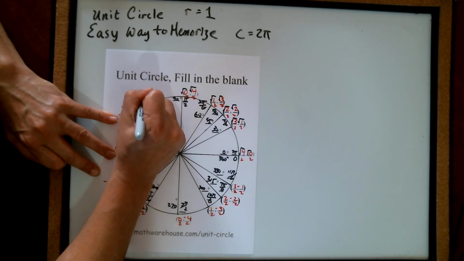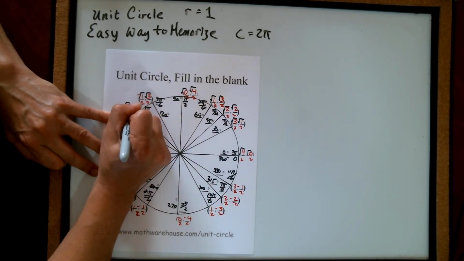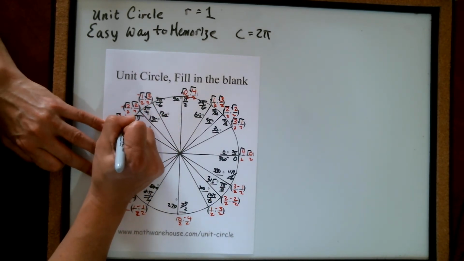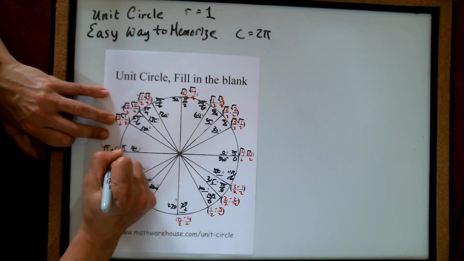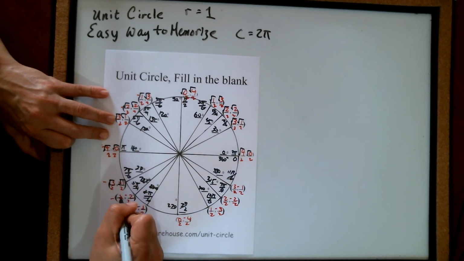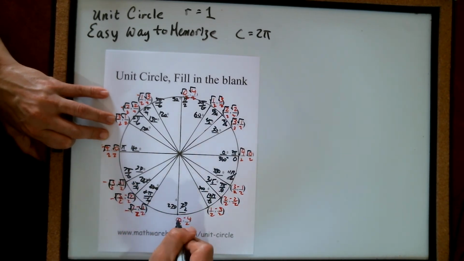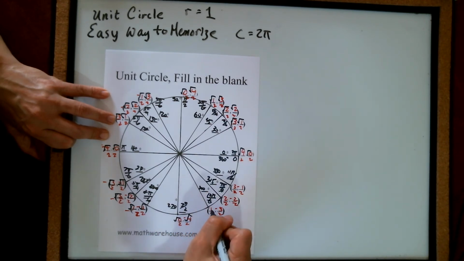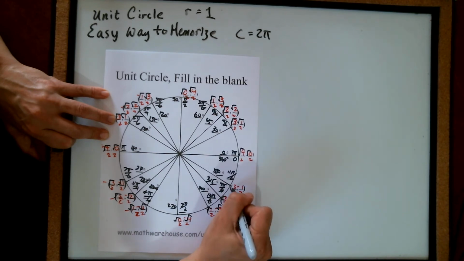The pattern continues around the circle with square roots of 1, 3, 2, 3, 1, 4, 0, 3, 1, 3, 2, 1, and 3. Just put a square root. That's all you have to do. And you do have to simplify a little bit on these.